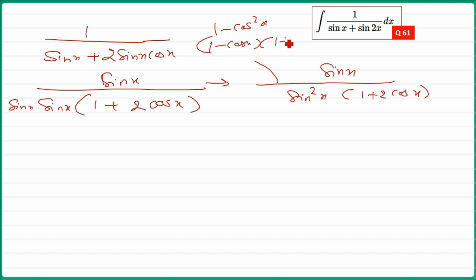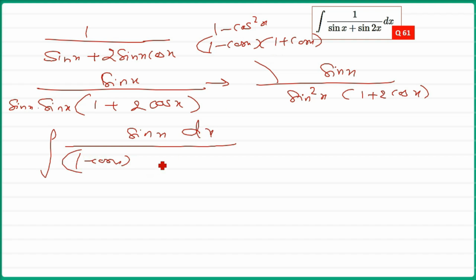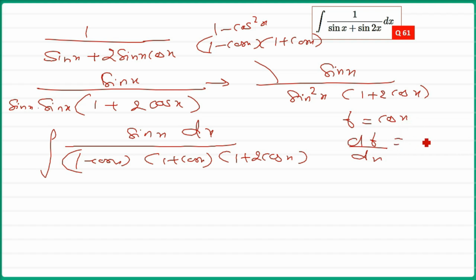How did we come up until here? This sin x is already upstairs with the dx. In the denominator we have all cos x terms: 1 minus cos x, 1 plus cos x, and then followed by 1 plus 2 cos x. And you ought to take cos x equals t. So when you take t equals cos x, dt by dx will be what? It will be negative sin x. So minus dt equals sin x dx. So this numerator is negative dt.